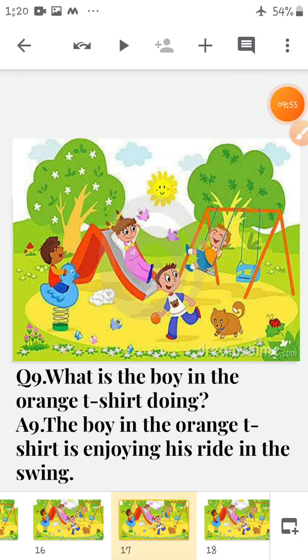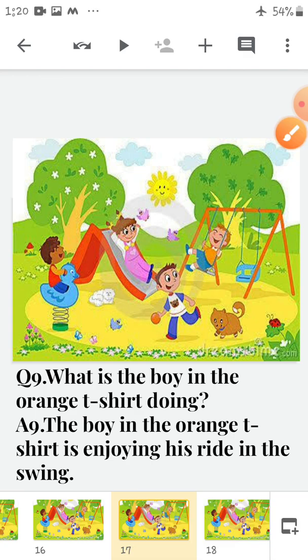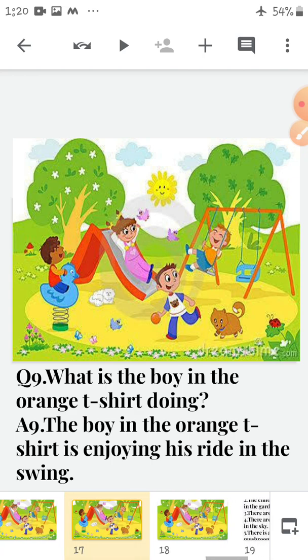Now, what is the boy in the orange t-shirt doing? Come on, children, can you see a boy here in the orange t-shirt? Yes, this is the boy with the orange t-shirt. What is he doing? The boy in the orange t-shirt is enjoying his ride in the swing. Okay.